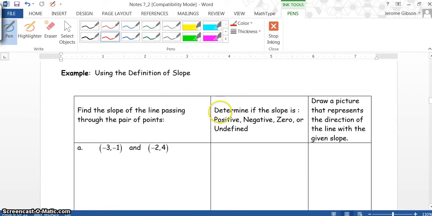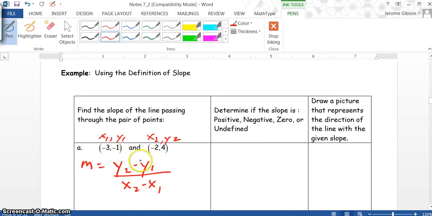It says use the definition of slope. Find the slope of the line passing through the pair of points. Now determine if the slope is positive, negative, 0, or undefined. So let's just use the slope formula. We know this is x1, y1, x2, and y2. And the slope formula is m is equal to y sub 2 minus y sub 1 all over x sub 2 minus x sub 1.